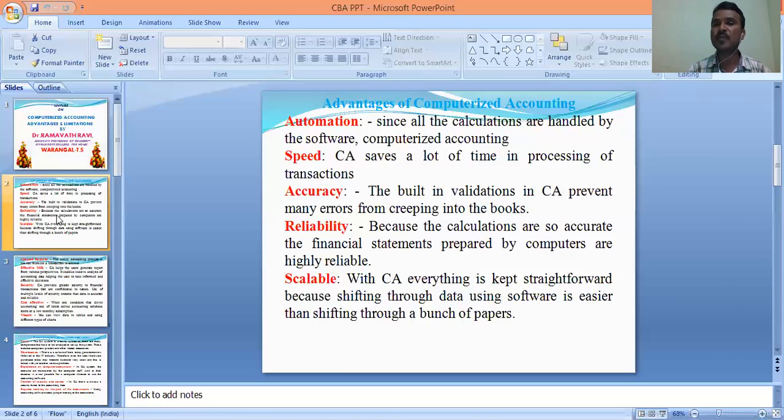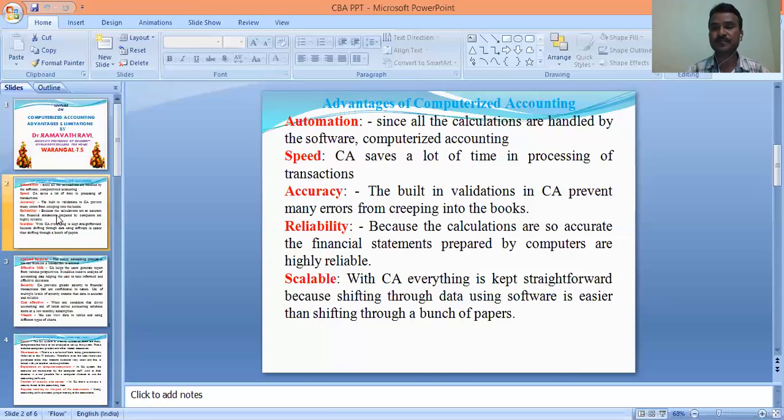What I am going to say is that the books of accounts minimize the errors and try to maximize the accuracy. That is one advantage.